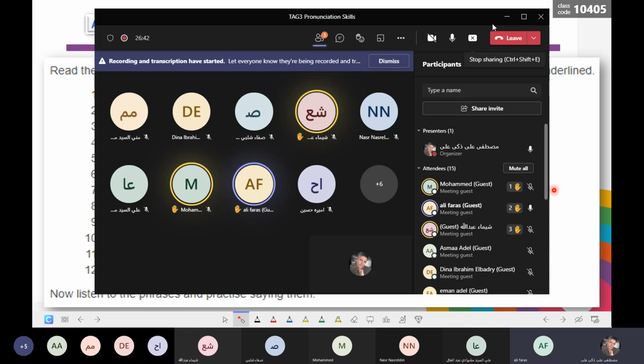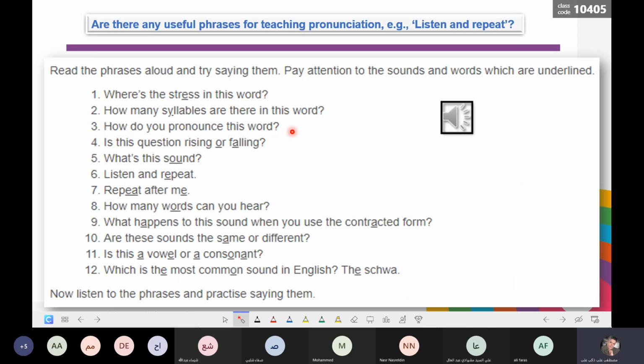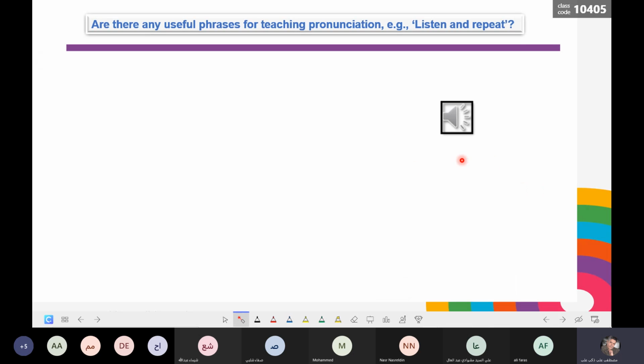One: where is the stress in this word? Two: how many syllables are there in this word?